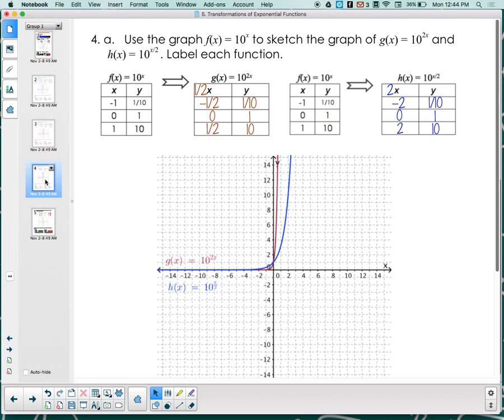In our graph h of x, we're plotting 10 to the power of x over 2, which means in the mapping notation, we're multiplying by 2. Again, always opposite. Which means our x becomes -2, 0, 2. Y stays the same: 1/10, 1, and 10. Technically, this is a horizontal stretch. So again, imagine we're stretching this out this way. So the blue graph is wider. When we are compressing horizontally, the graph becomes narrower. When we are stretching it horizontally, it becomes wider.